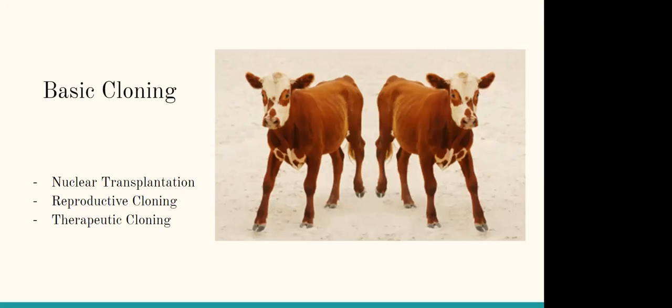The other type of nuclear transplantation is used in therapeutic cloning, which has the same general process, but the egg is never implanted into a mother. It is rather grown in a test tube, and then stem cells are harvested to produce organs for the patient who donated the DNA.